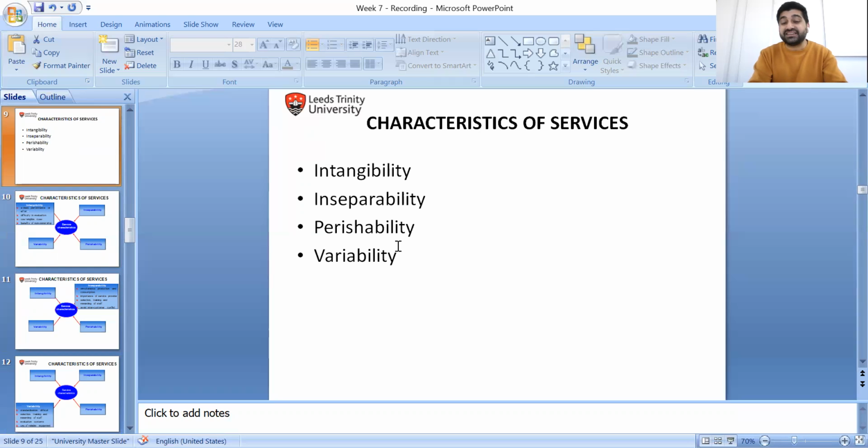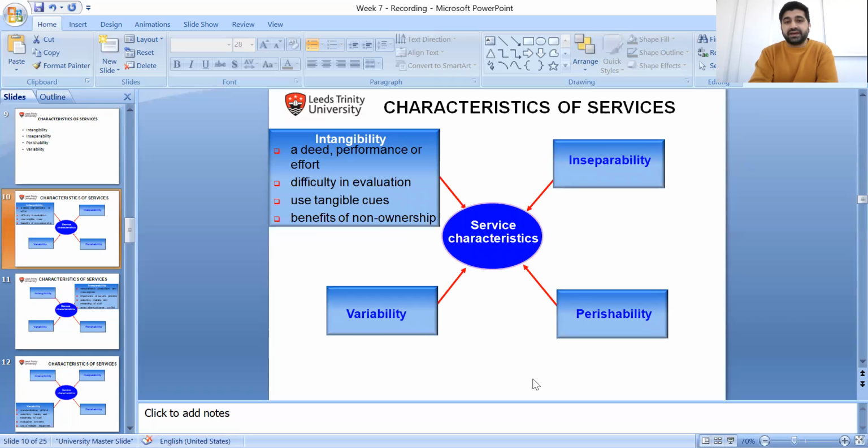Number one, intangibility. All services have intangibility. Inseparability: we cannot separate them. Perishability: we cannot store them for hours or for a limited period of time. And variability: there is no proper standardized way to provide service to everyone. So here are the four different characteristics of services.